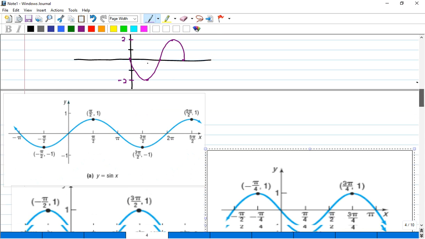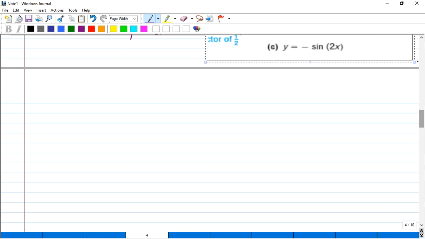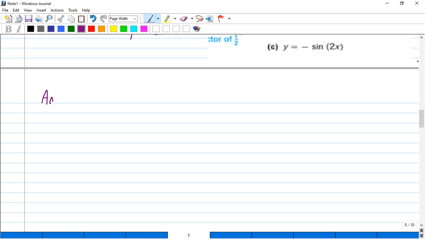I've already shown you how to find the amplitude, right? So amplitude is always going to be, in that general form, the absolute value of A.